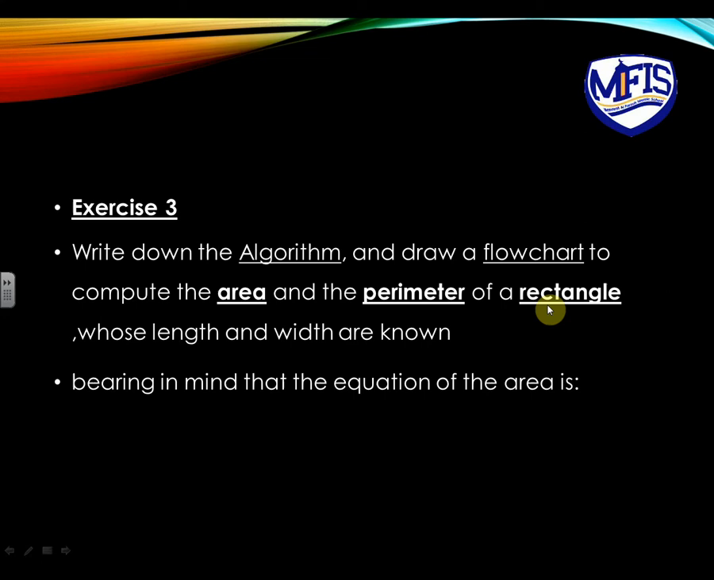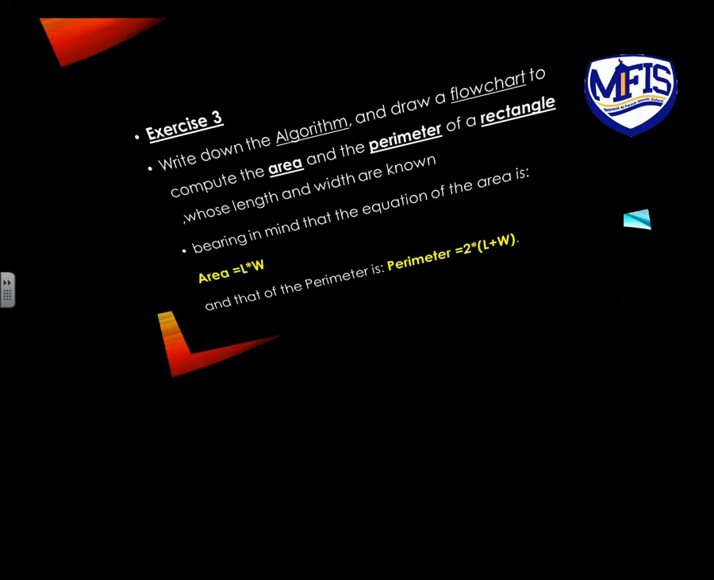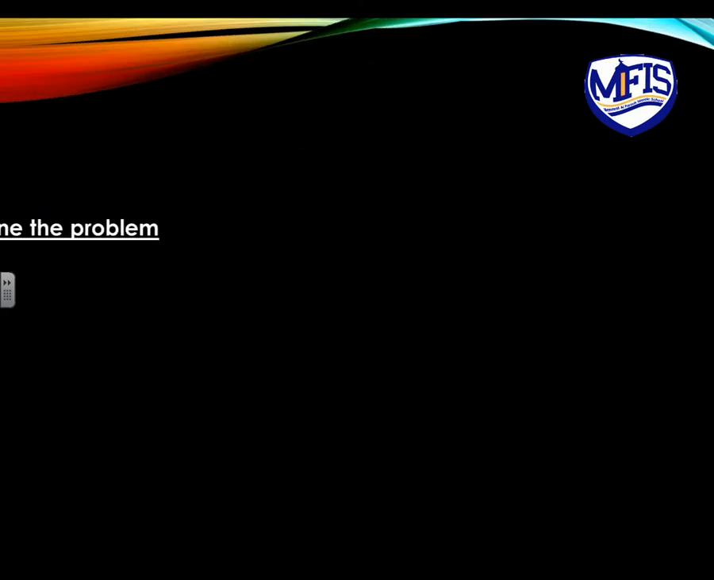Bearing in mind that the equation of area is area equals length times width, L times W. And what about the perimeter? 2 times L plus W. Okay, it's too easy, just the same as the previous two exercises. We will go through define the problem and then algorithm and flowchart. Let's start by defining the problem. We have three things in define the problem. Who can say?